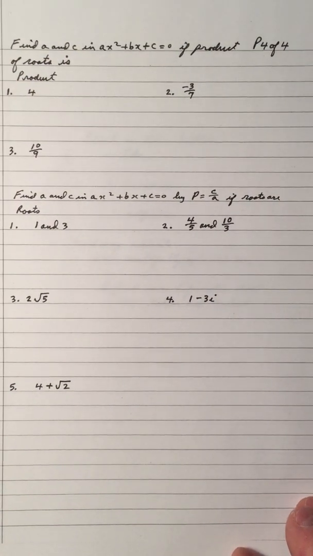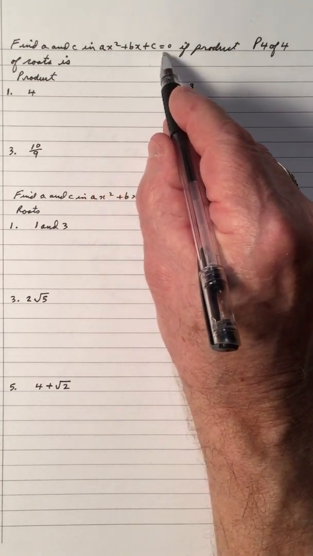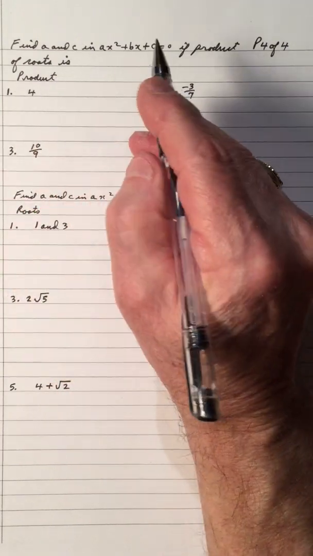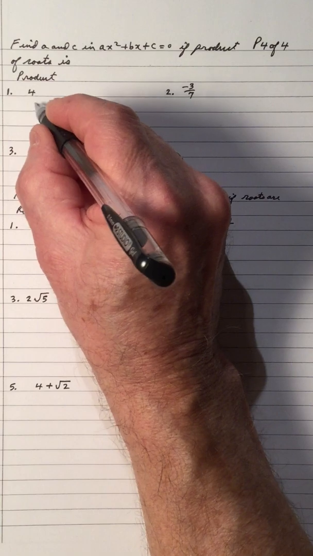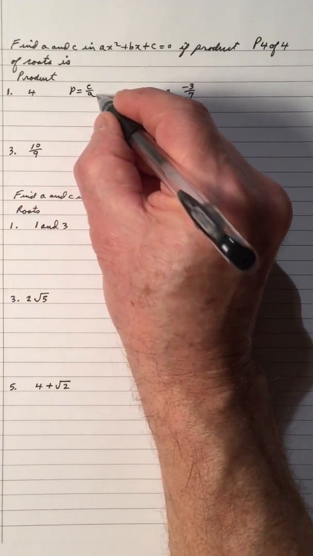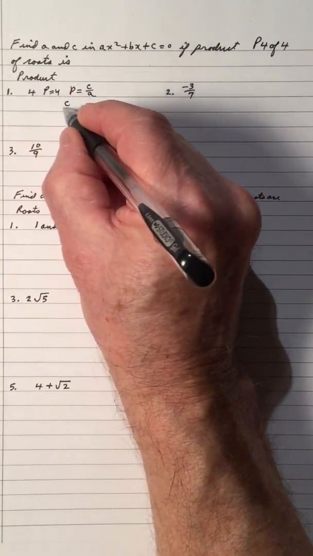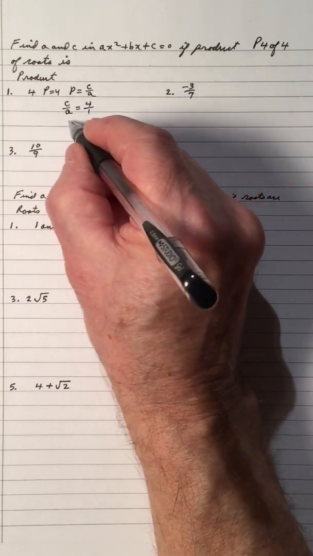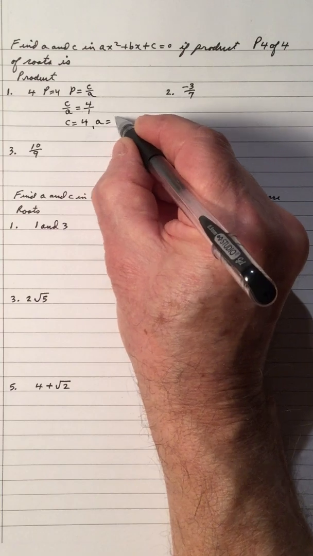Find the values of a and b in this equation, ax squared plus bx plus c equals 0, if the product of the roots is 4. So if the product of the roots is 4, the product is c over a. So if the product is 4, that means c over a is equal to 4. And 4 is over 1, so c is 4, a is 1.